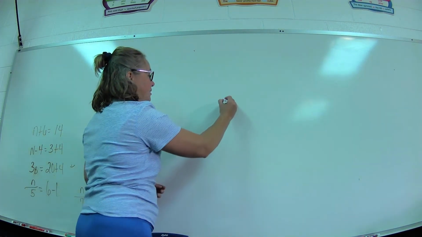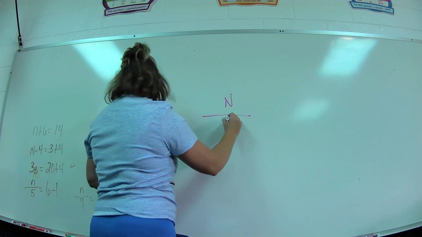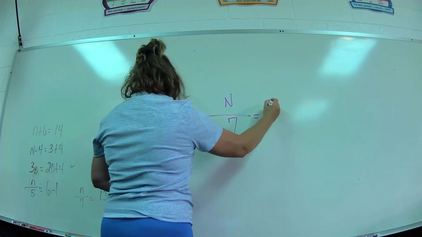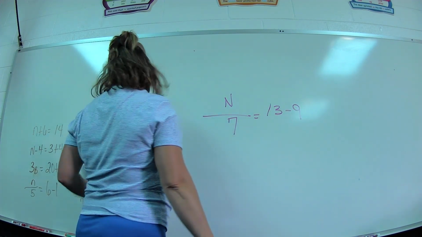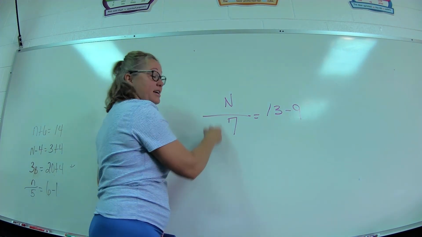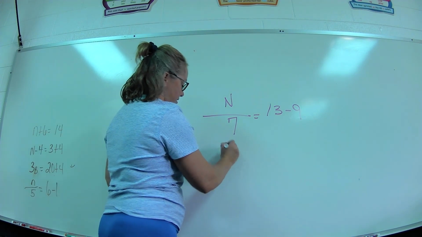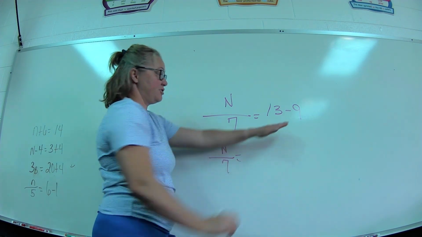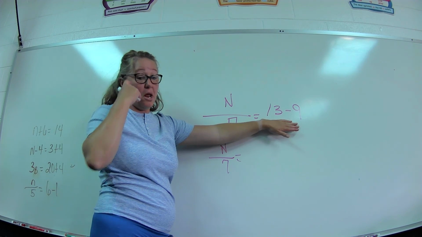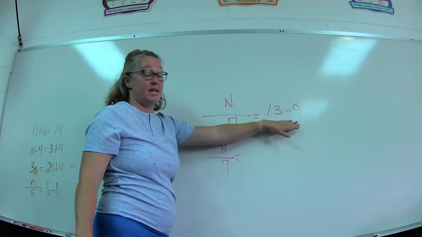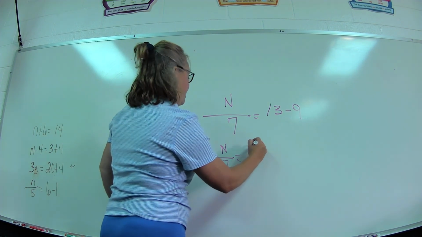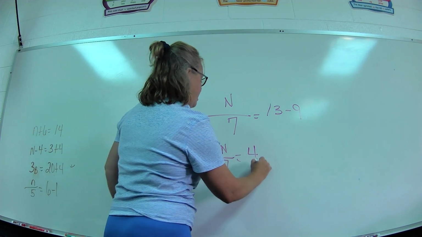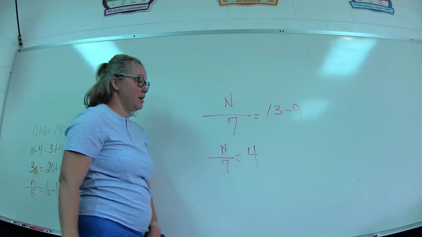Now let's do n divided by 7 equals 13 minus 9. All right, let's see. We don't know this, so we're going to do n divided by 7. We can solve 13 minus 9. What is 13 minus 9? Should be, is it 4? It should be 4. All right.